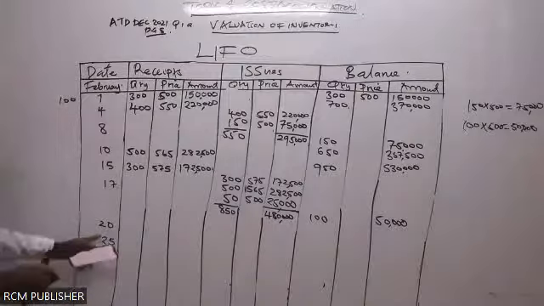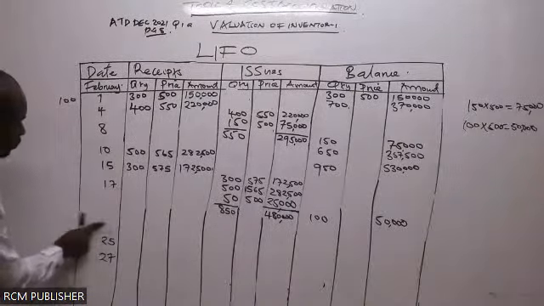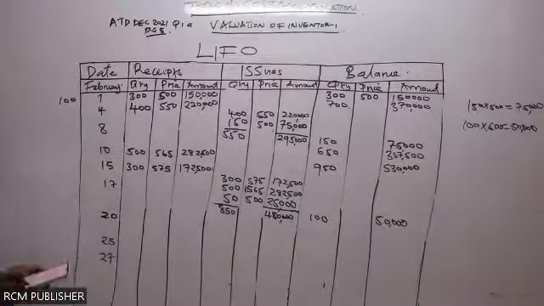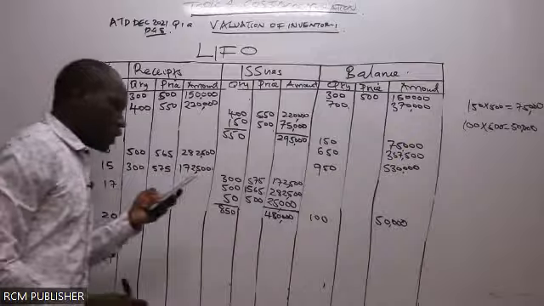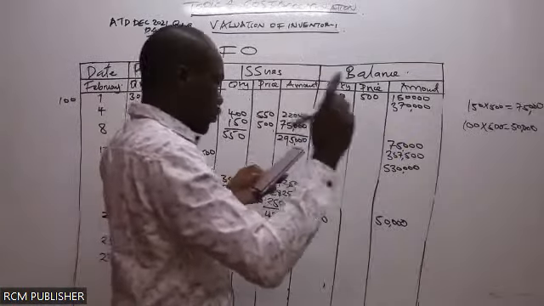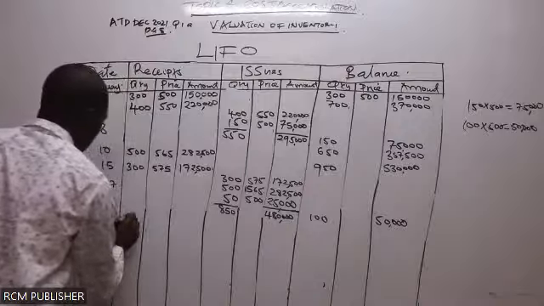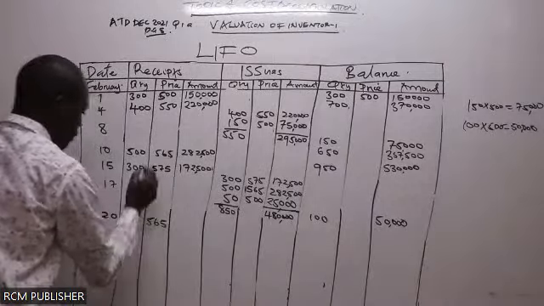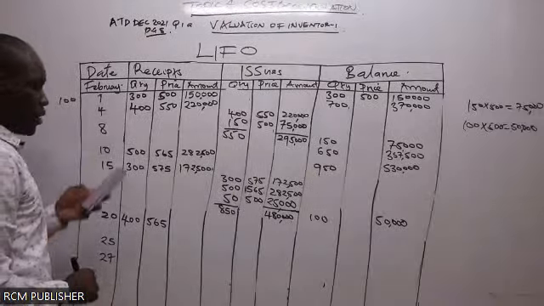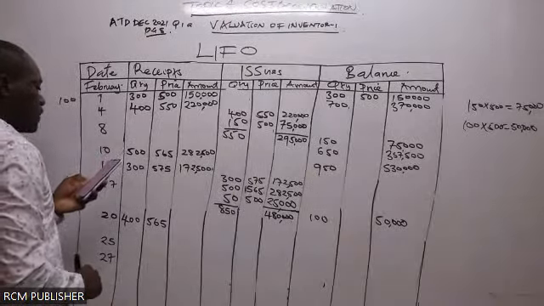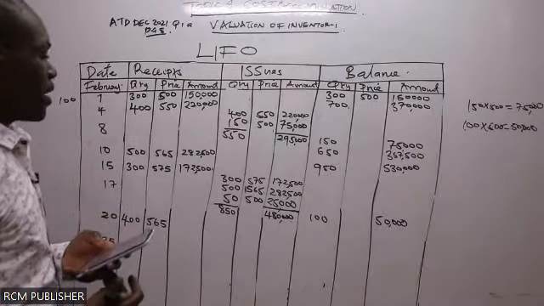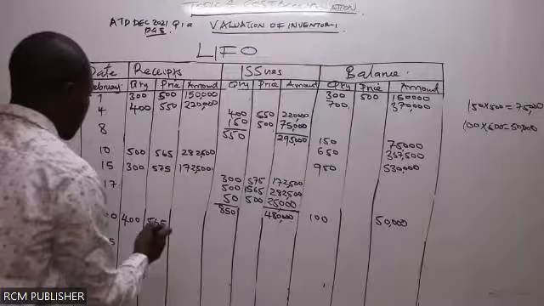Okay, let's move to 20th. What happened on 20th? We are being told that they received 400 units at 565. So they are receiving 400 units at 565. What will be the value? 400 by 565? 400 by 565. What do we have? 226,000.